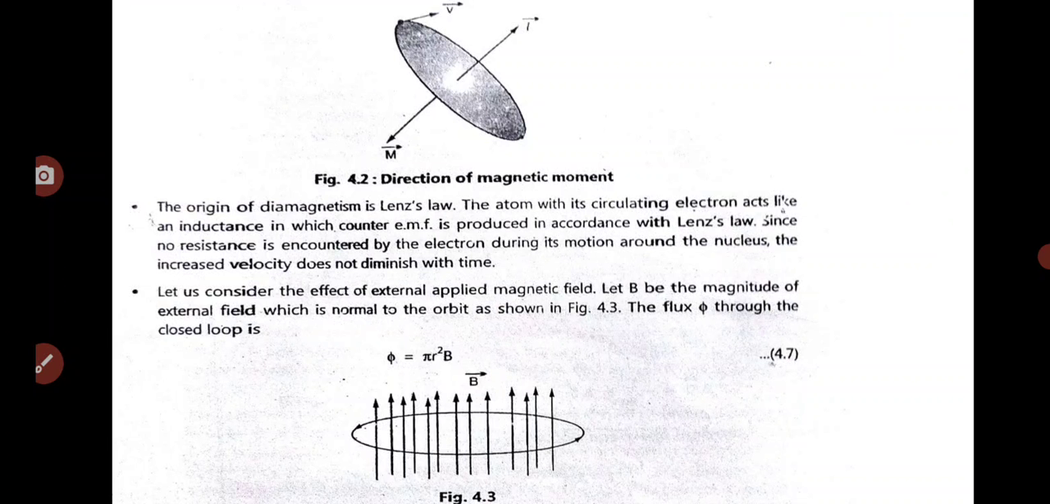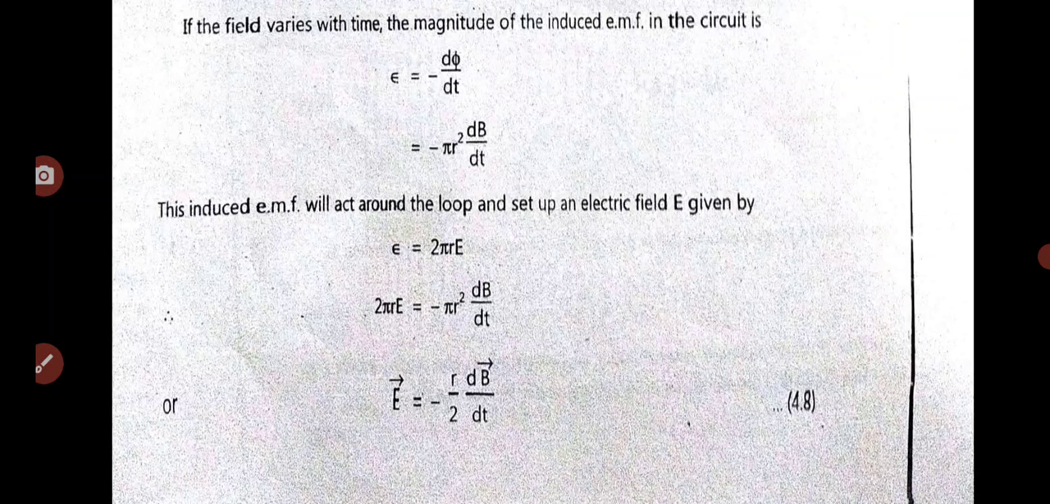So let us consider the effect of the externally applied magnetic field, considered as B, and the magnitude of the external flux, considered as phi, through a closed loop. The external magnetic field is applied to this closed loop, with the default direction anti-clockwise. The magnetic flux phi is equal to the area of the loop, pi r square, times the magnetic field induction B, so phi is equal to pi r square B.